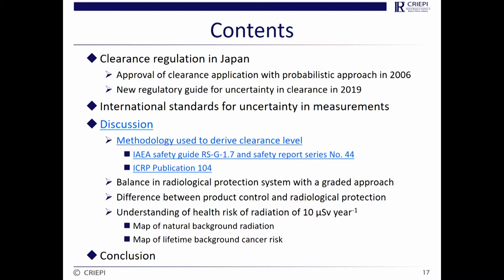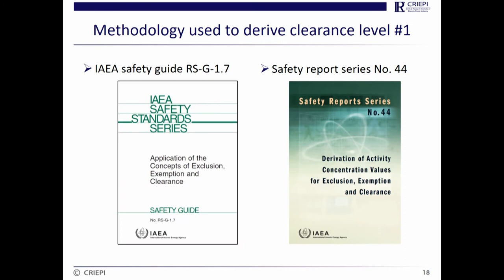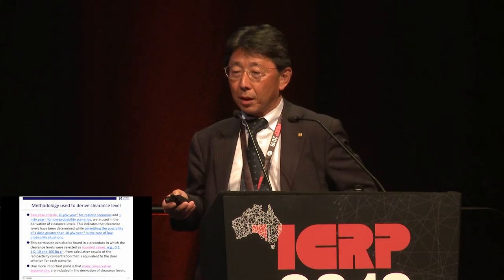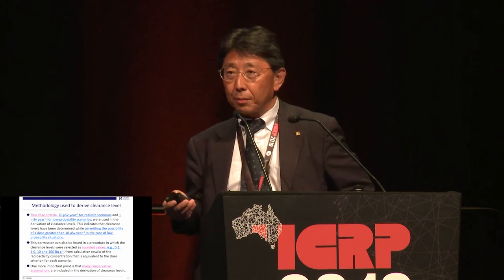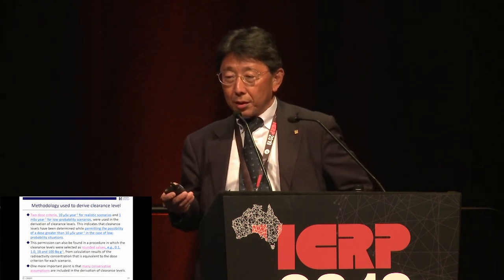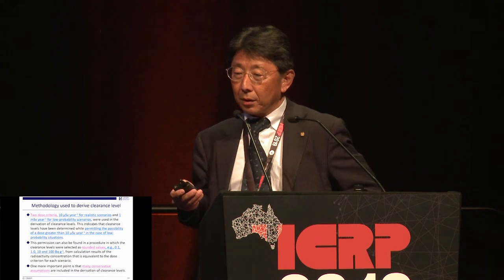One viewpoint is the methodology used to derive the clearance level. You know, RS-G-1.7 has the clearance level values, but the methodology used to derive the clearance level was described in Safety Reports Series number 44. This safety report includes two dose criteria to derive clearance levels. One is 10 microsievert per year for realistic scenarios. And the other criterion is 1 millisievert per year for low probability scenarios. Two dose criteria were used in the derivation of clearance levels. This is an important point.